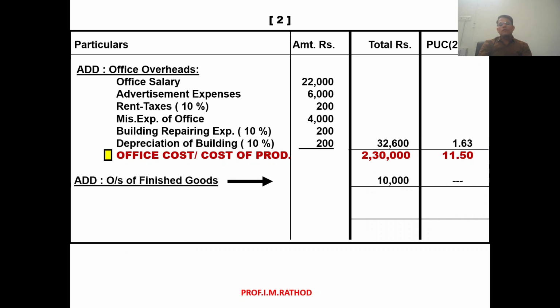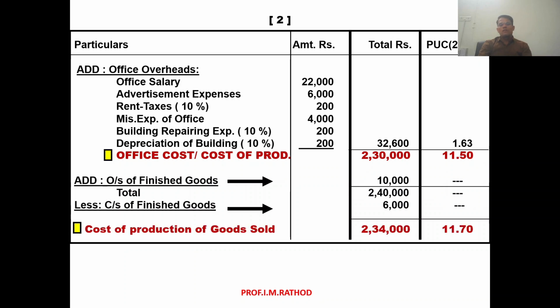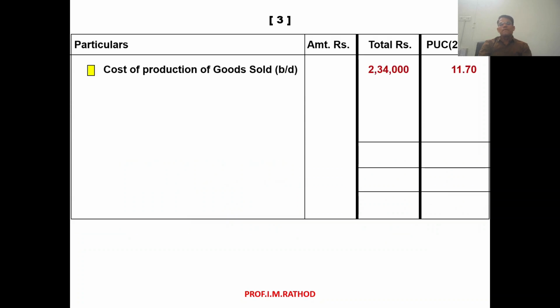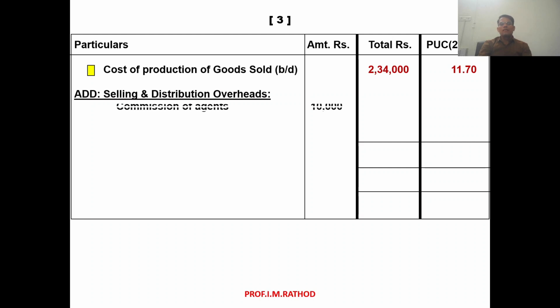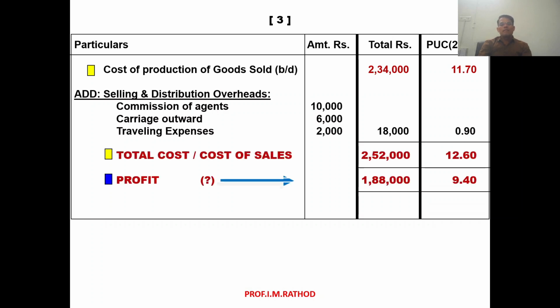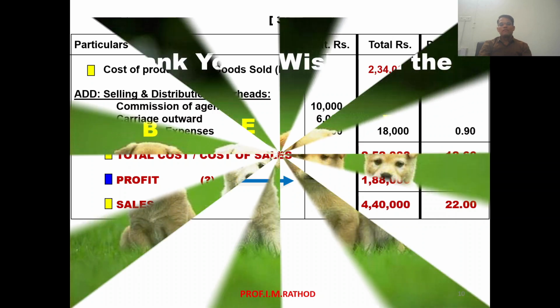Opening stock of finished goods 10,000 minus closing stock of finished goods 6,000. Cost of production of goods sold 2,34,000, per unit 11.17. Add selling and distribution overhead 18,000 divided by number of units 20,000, per unit cost is 0.9, is equal to total cost of sales. Plus profit minus loss, sales value is 4,40,000, per unit 22. The profit is 1,88,000, per unit 9.4.